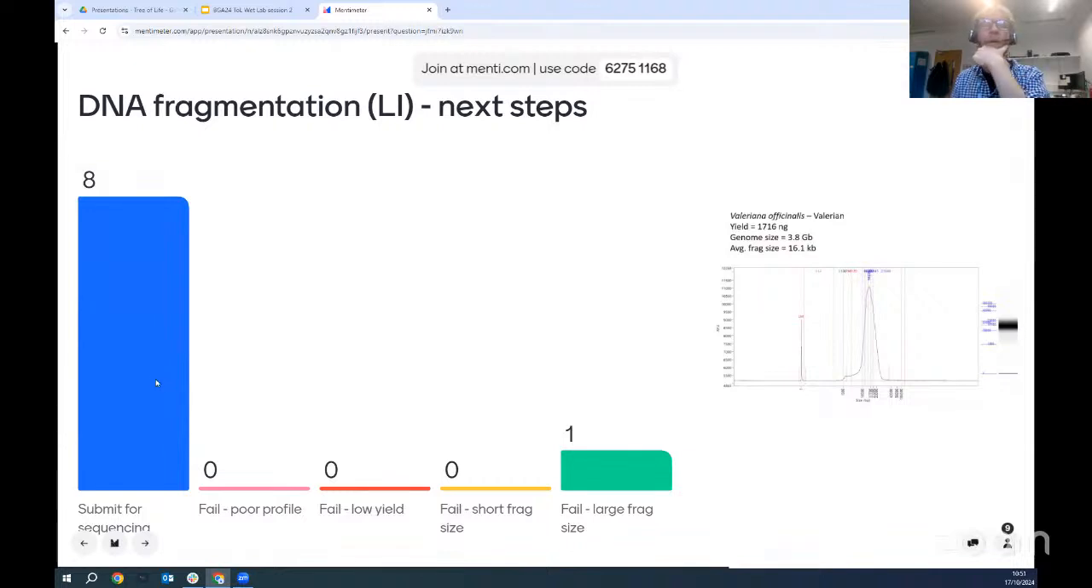So, yeah, great looking profile. Our average fragment size is sitting at, I think, 14,000 kb, so within that range of 12 to 20 kb for sequencing. So definitely would submit this for sequencing. Someone's gone for large fragment size here. No, for LI, our fragment size range is between 12 and 20 kb. So that falls nicely within that window for us.